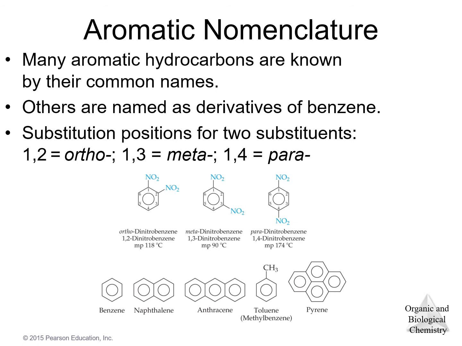Many of the aromatic compounds are known by their common name. Others are derivatives of benzene because benzene is the basic one. Now, substitution depends on the positions. If they're in 1, 2, they're ortho. If they're in 1, 3, they're meta. And if they're in 1, 4, it's para. Now, a lot of these you have seen, heard of. You've heard of naphthalene. That's the mothball smell. Anthracene, toluene. You have heard of those. Toluene is the same thing as methylbenzene. You have seen those in the lab.